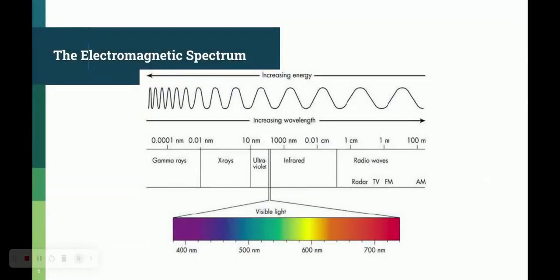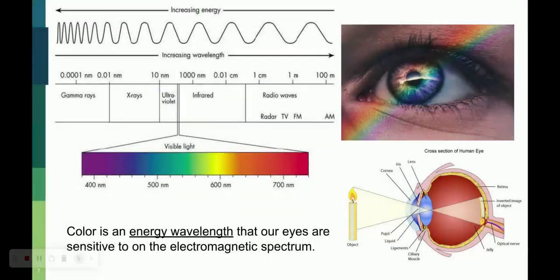So color is dependent on the electromagnetic spectrum. This is a series of wavelengths, and our eyes have evolved to only see these types of wavelengths, which we call visible light. It's very interesting. So color is technically an energy wavelength that our eyes are sensitive to on the electromagnetic spectrum. Color technically does not exist. We only see color because of light.